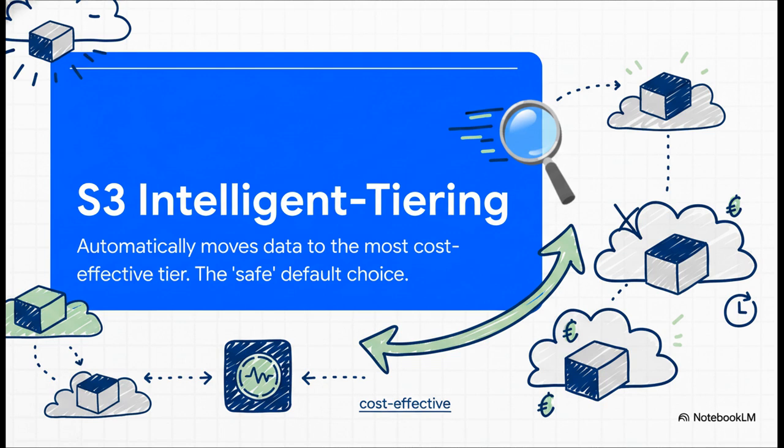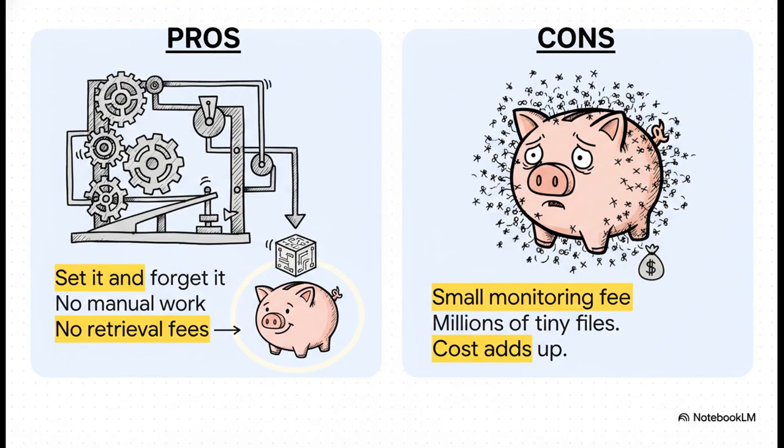It just sits there and watches your files, and if an object hasn't been touched in 30 days, poof, it automatically moves it to a cheaper tier for you. No effort required. So what's the catch?